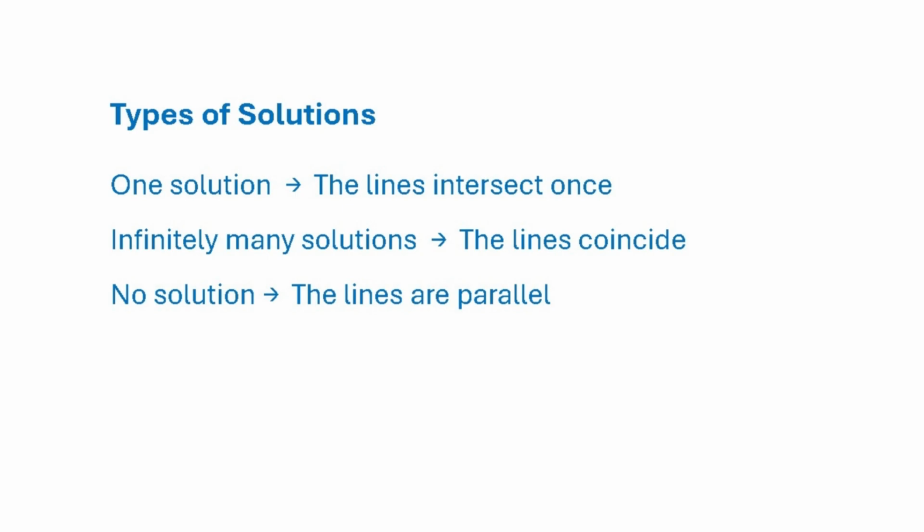If we find one value for x and one value for y, then the simultaneous equations have one solution. If we get 0 is equal to 0 or another identity that is always true, it means there are infinitely many solutions. In that case, the two lines have infinitely many points in common, so they coincide. If we get 0 equal to a number, which is a statement that is never true, then there is no solution. In that case, the two lines are parallel.